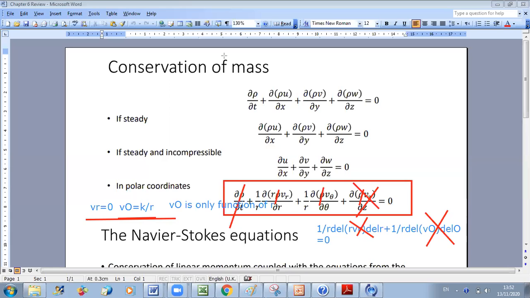Doctor, can we always use these VR and V theta directly? If you don't have motion in Z, yes. If they give you VZ in the given data, then you should also add the VZ component. We will do other problems, and each problem will have its own simplifications. He means, the equations we derived for VR and V theta, can we always use them? Yes, sure.